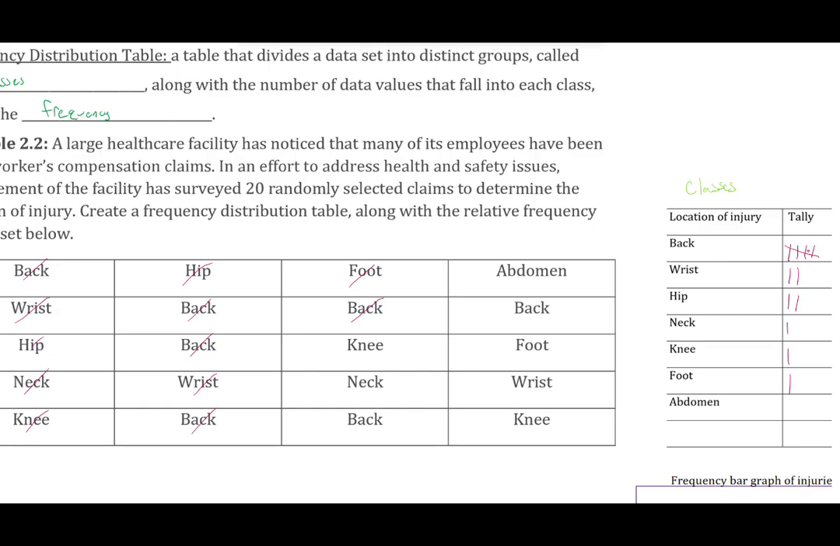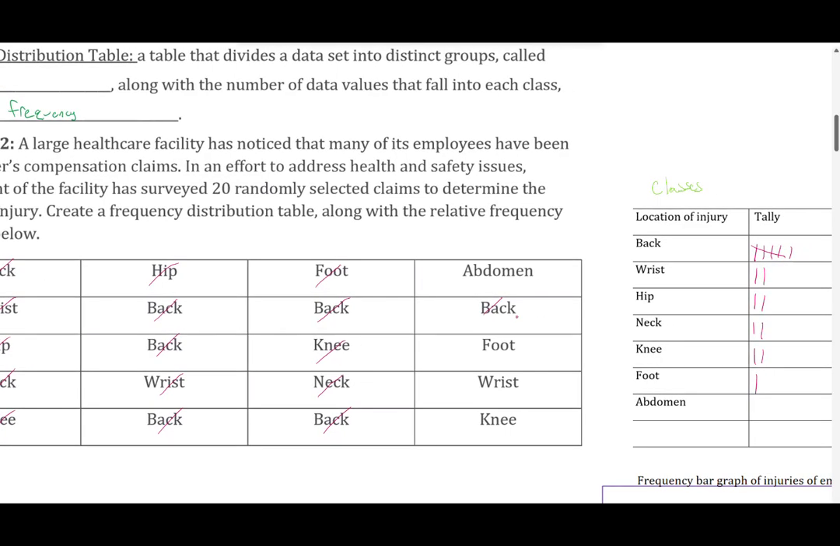So back now has 5 injuries, so I have made one diagonal. So now we can look at the back injury and see 5 as a group together. Knee, neck, back. Oops, I skipped abdomen. Sorry. Abdomen, back, foot.